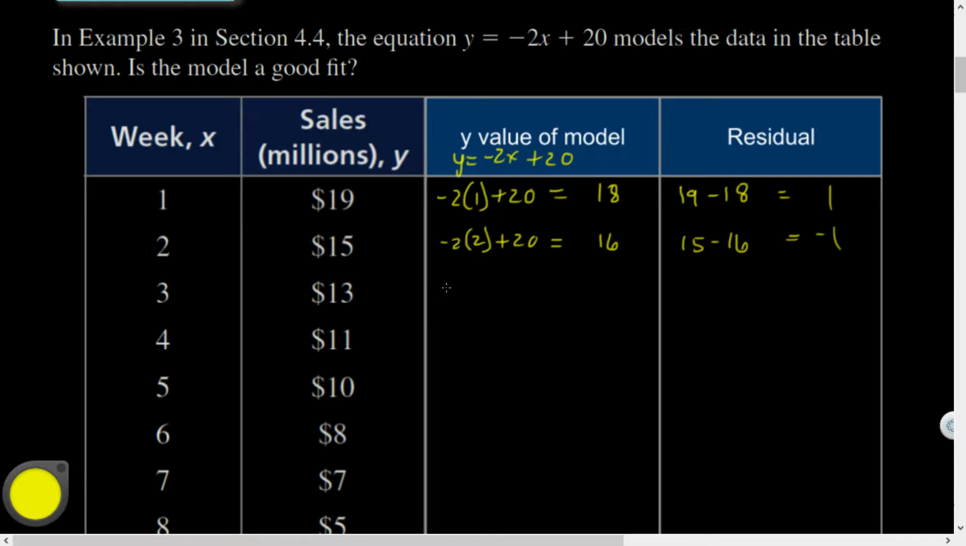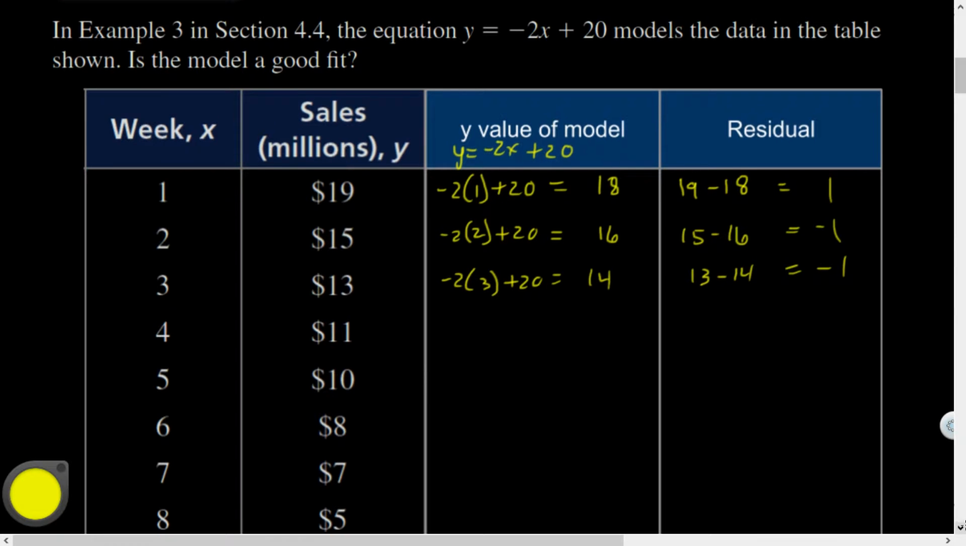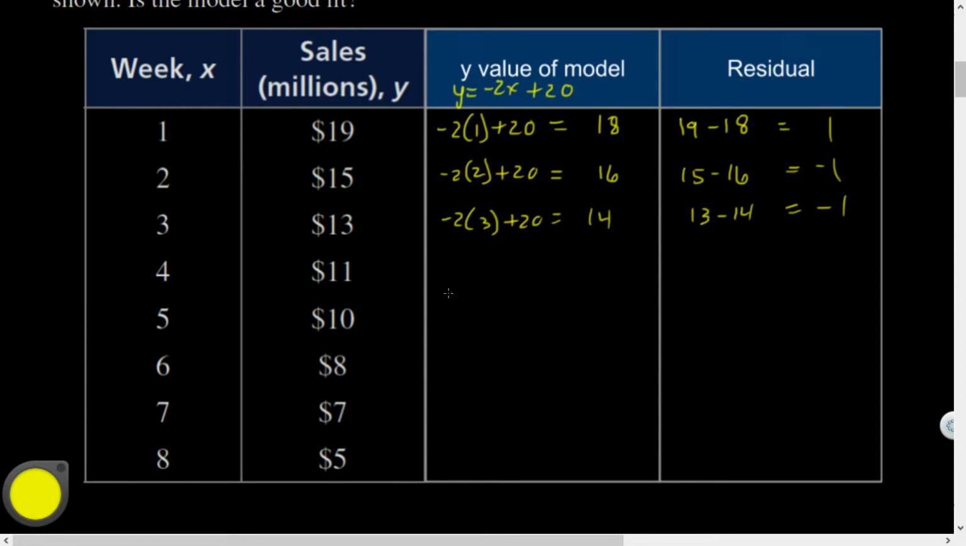All right, let's plug in 3. Negative 2 times 3. You don't have to write out all of the work here. If you just write out the numbers, that's fine, as long as for the first couple you saw where we were getting those numbers. So negative 6 plus 20 is 14. And I'd have 13 minus the 14, my actual versus my predicted. And I get negative 1 again. Aha, excellent, right? So I'm just seeing where this goes.